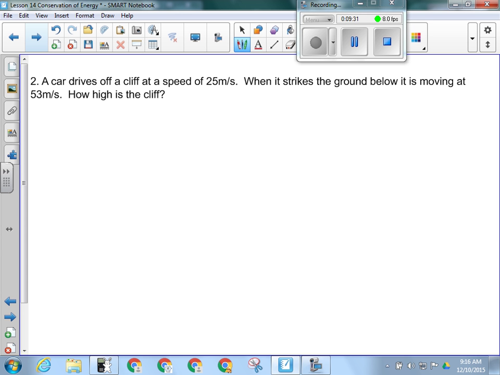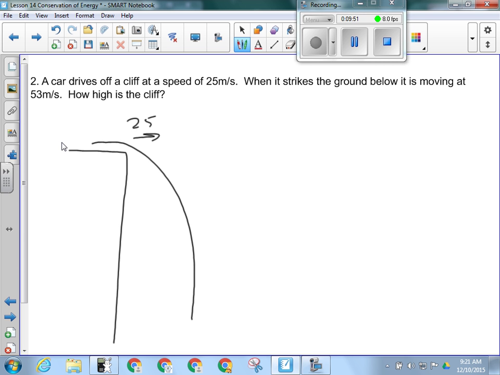This is kind of like the one I was telling you about where it would be hitting the ground, but it would have both at the beginning. So in this question, here's our situation. Cliff. So we've got the car moving off of here at 25 meters per second. I'm not even going to attempt to draw a car. You'll just laugh at me, and I'm just not in the mood for that. Moving at 25 meters per second. When it strikes the ground, it's moving at 53 meters per second. What we don't know is how tall the cliff is.